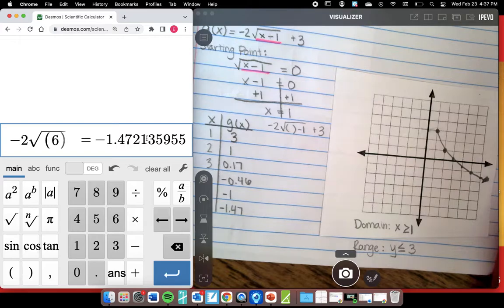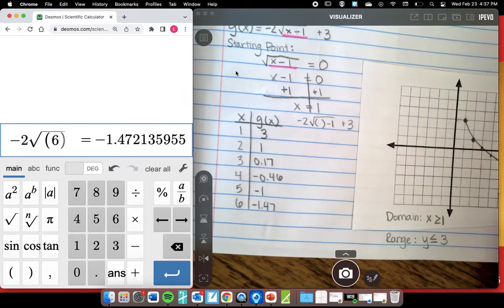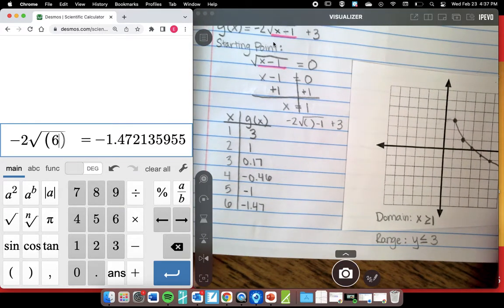All right, and that is the square root function. So you do have a practice on Schoology. It's going to be asking you about some of these problems and how to start them.